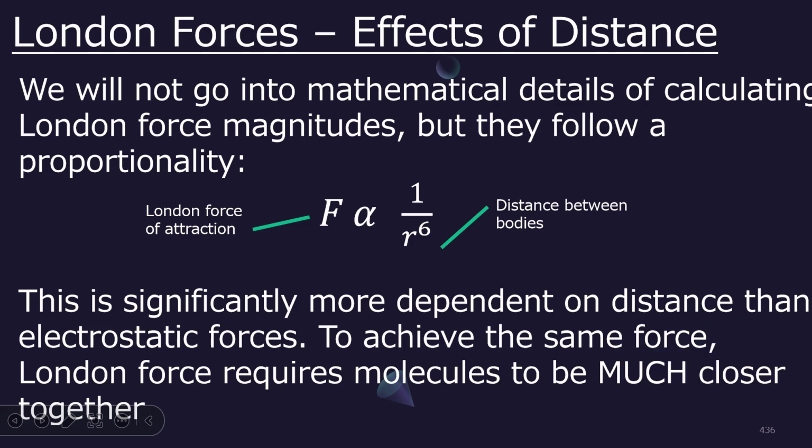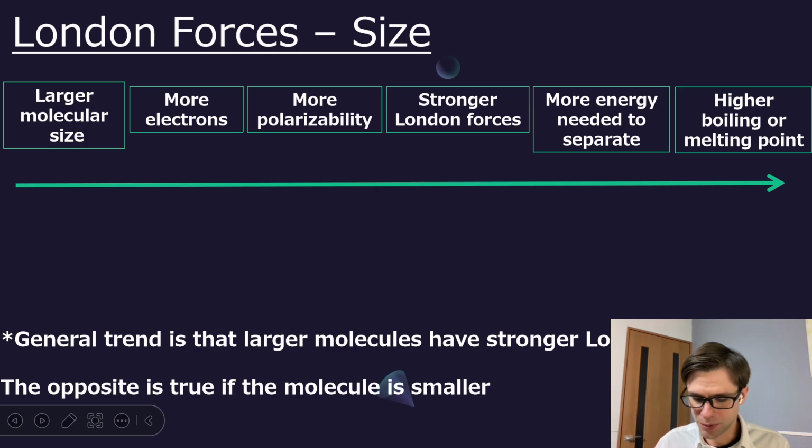What does that mean? That means you need to get much closer. This is significantly more dependent on the distance between the center of each molecule to feel the same force. To achieve the same force, London force requires molecules to be much closer together. And most of the time they won't get that close, which is why these forces are generally weaker. But anytime you could get them closer due to their shape or due to some material property in the environment, you can increase London forces greatly. So we have these connections.